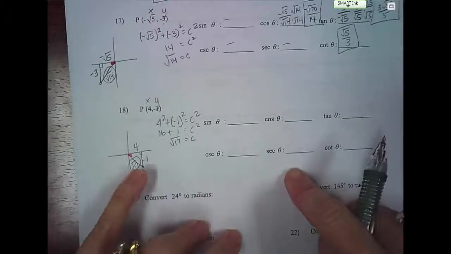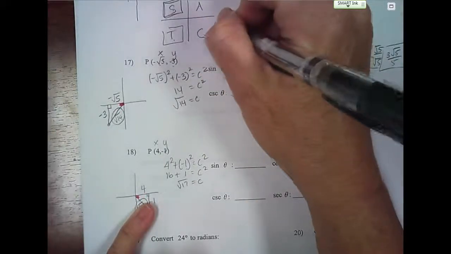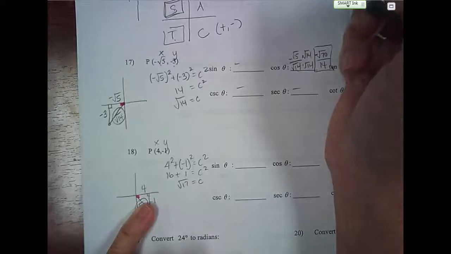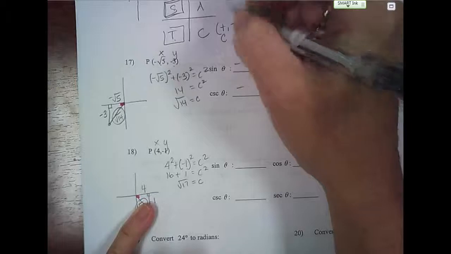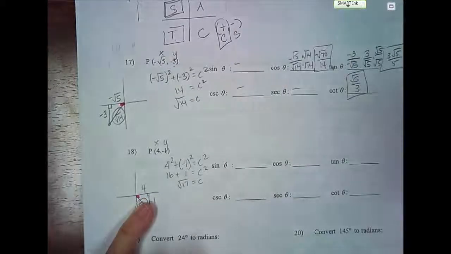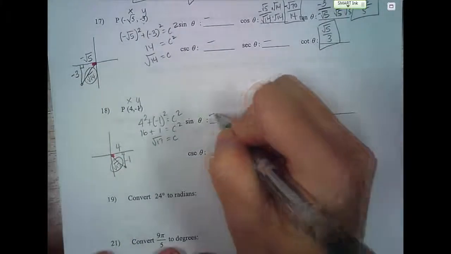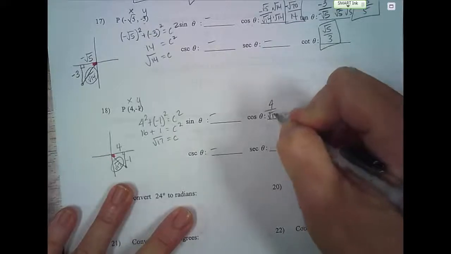Now, to check your signs here real quick, I'm in quadrant 4. If you look here, the only thing that's positive in quadrant 4 is cosine. That's because, guys, look, the ordered pair here is positive, negative. Remember, this is cosine and sine, correct? So the only thing that's positive is cosine. Everything else is negative. So to find cosine, I'm going to do adjacent over hypotenuse. Adjacent is always x, and the hypotenuse is root 17.